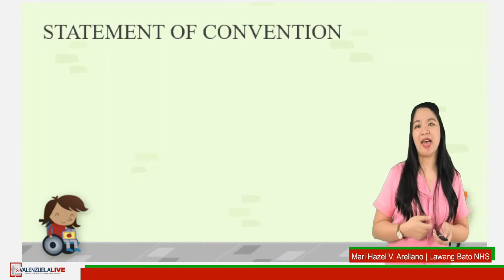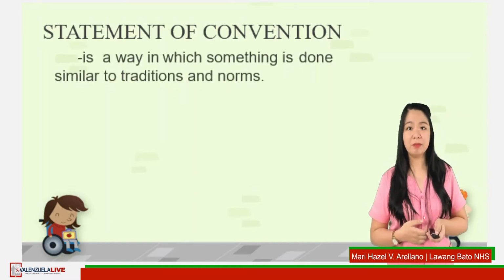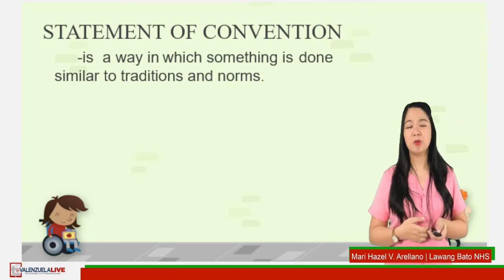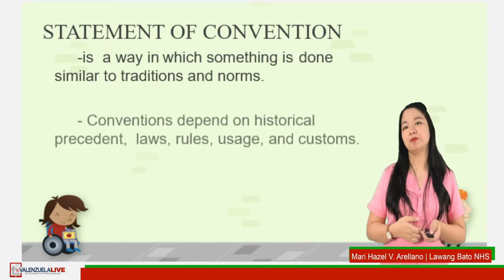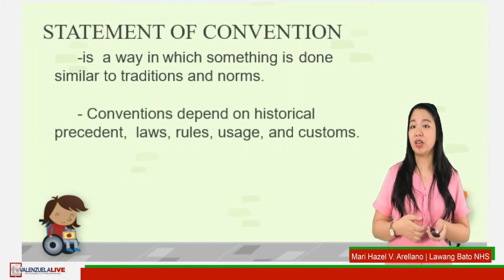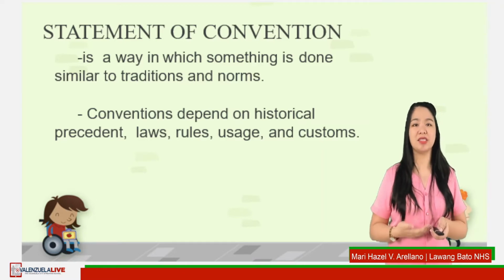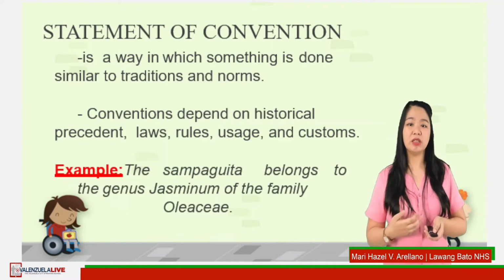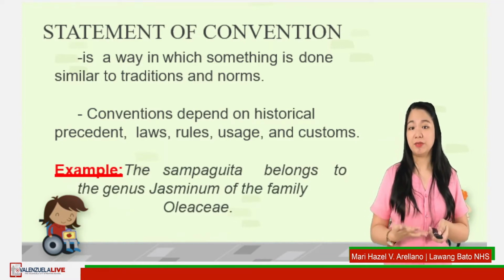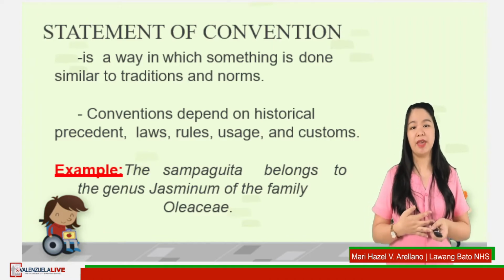So next, we have statement of convention. When we say statement of convention, it is a way in which something is done, similar to tradition or norms. Convention depends on historical precedents, laws, rules, usage, and customs. In the statement of convention, it looks at commonly held definitions and beliefs needing further verification. Its truthfulness can be verified by how commonly held definitions are interpreted.